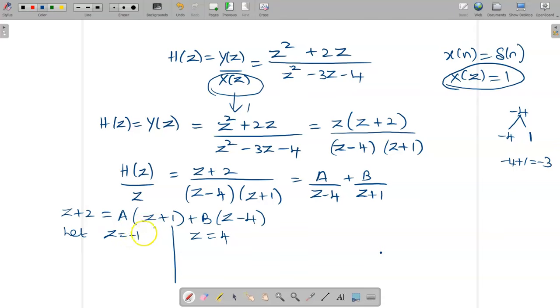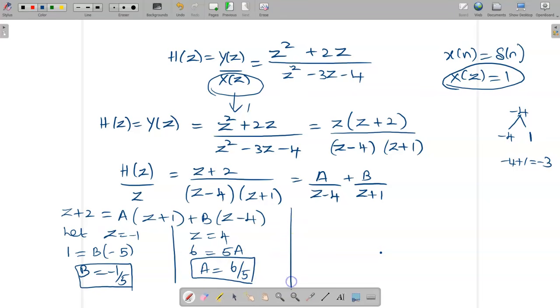Okay. So, when you substitute z equal to minus 1, here minus 1 plus 2 is what? 1, and here this term get cancelled. So, I can determine only the b term. B term minus 1 minus 4 is what? Minus 5. So, b equal to minus 1 by 5. Similarly, substitute z equal to 4. 4 plus 2 is 6. Okay, here 4 plus 1 is 5. So, 5a. So, this term get cancelled. A equal to 6 by 5.